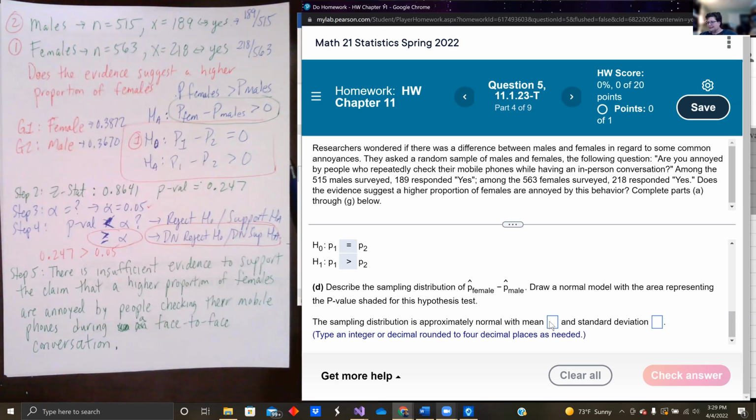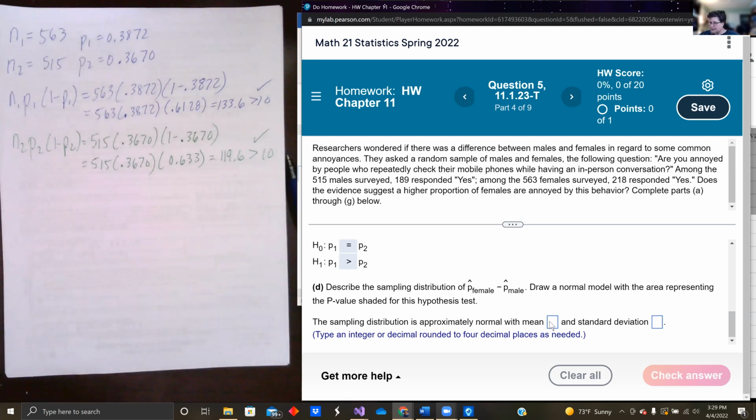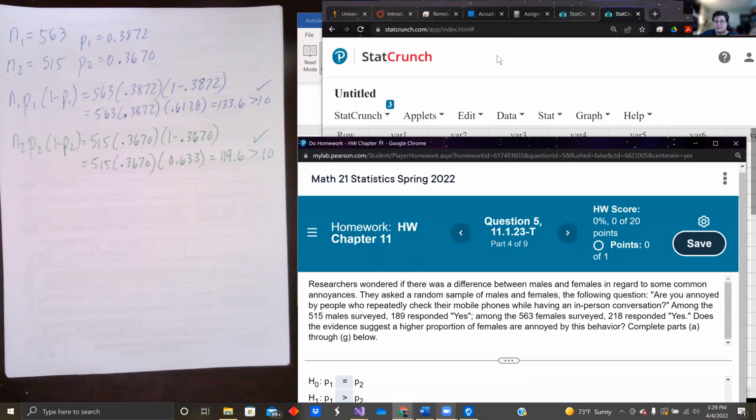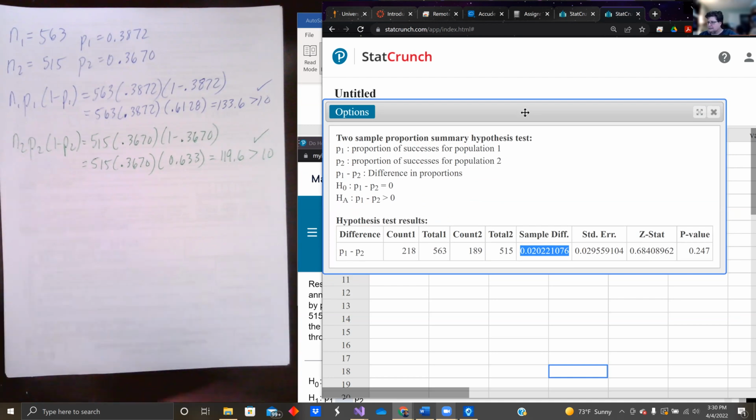Ooh, I didn't calculate that, so I need to do some calculations. So what are the equations? Oh God, we don't want to do this by hand. Let's come over and look at StatCrunch. It should give us the mean and standard deviation. The mean should be that. What a crappy question.